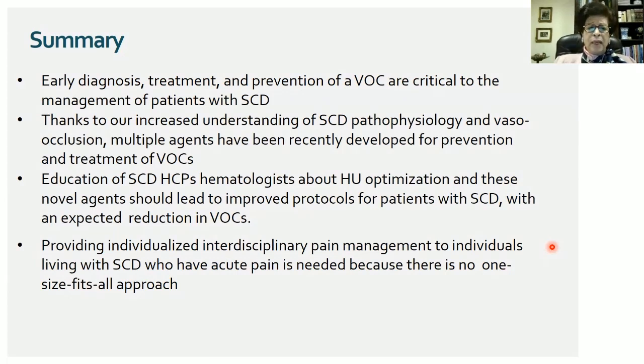Also, education about novel agents should lead to improved protocols for patients with sickle cell disease, with expected reduction in VOC. But it's extremely important to believe patients and to provide individualized interdisciplinary pain management to individuals living with sickle cell disease with acute pain, because there's no one-size-fits-all approach, and it's hopeful that all these treatment approaches will be translated clinically into places where sickle cell disease is most prevalent.